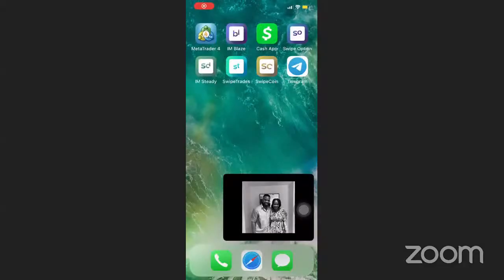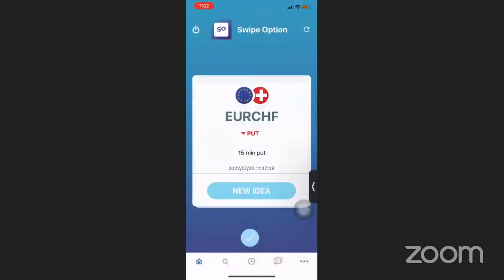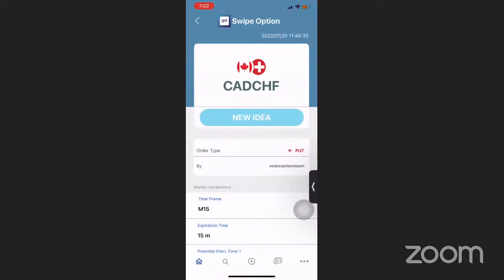So I'm going to be sharing, and if you're just joining right now, just use the little chat area to type out your questions, and then we should be good to go. So what I'm going to do right away is share my screen on my phone. And it's important for you to note that you have to have Swipe Option turned on in order to be able to hear the trades coming in.